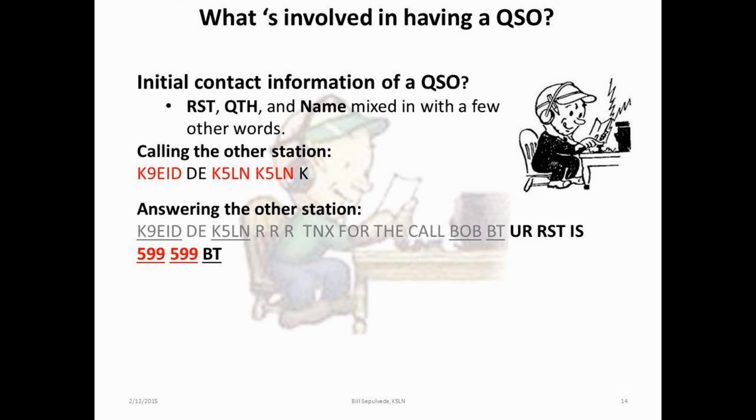599, 599. If you wish, you can abbreviate the number 9 with the letter N, as in November. So it would be sent as 5NN, 5NN. Again, use the separator pro sign Bravo Tango to end the phrase.